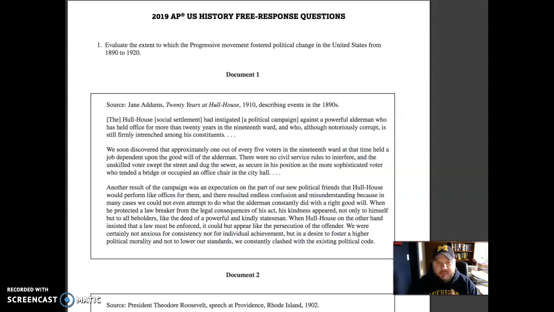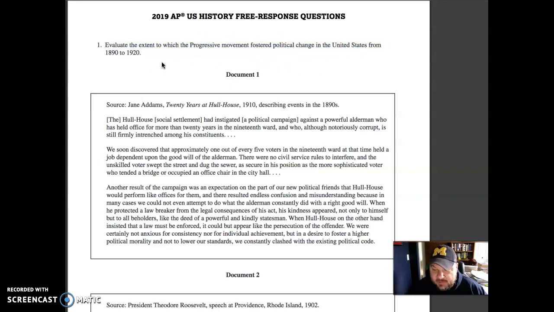Okay, let's talk a little bit about the documents for the 2019 DBQ. Let's go over some explanations to make sure everybody's on the right page. The prompt, just to make sure everybody knows what we're going for, is right up here: Evaluate the extent to which the progressive movement fostered political change in the United States from 1890 to 1920.